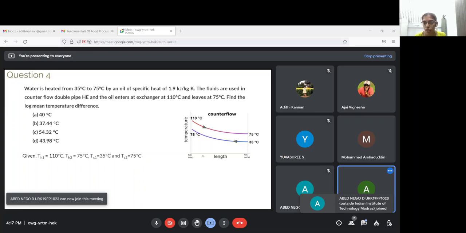So for a counter flow, first you need to draw a temperature profile in order to understand and calculate the LMTD. Your hot fluid will enter from one direction, at 110 degrees Celsius, and go all the way to 75 degrees Celsius. Whereas the cold fluid will enter from the opposite direction, from 35 degrees Celsius, and go all the way up to 75 degrees Celsius. So how do you calculate LMTD for this? What are theta 1 and theta 2 in this case?